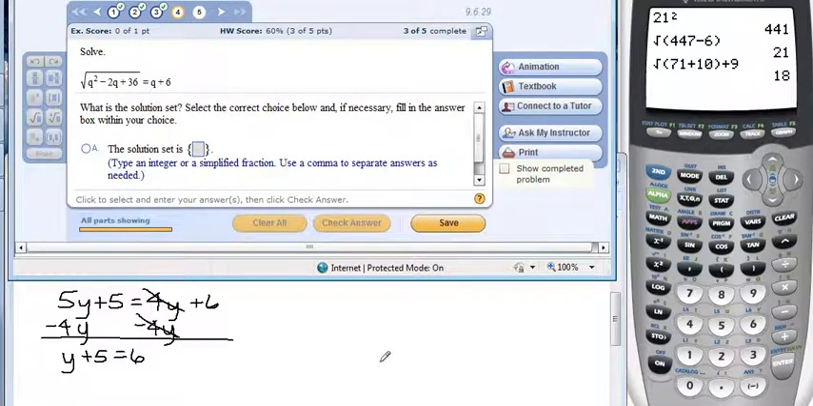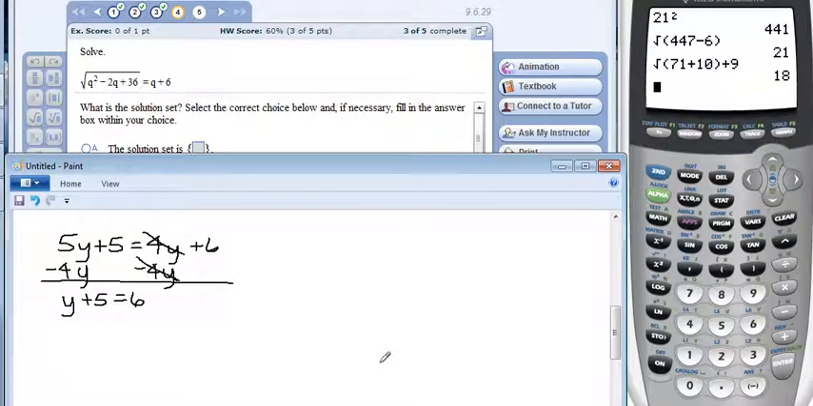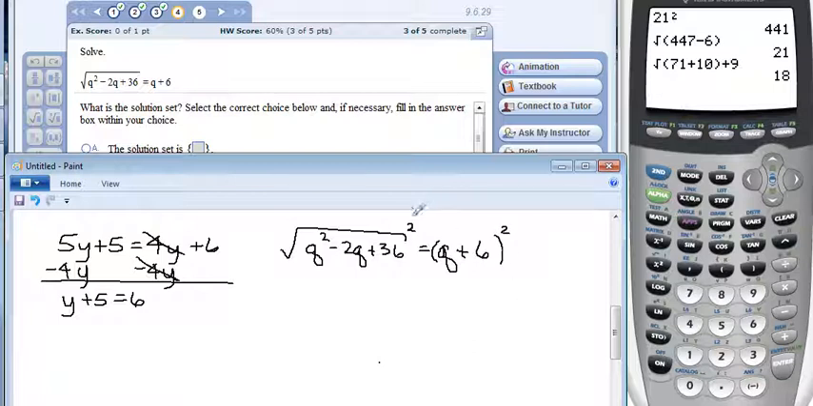All right, what is going on here? Well, let's see. We have the square root of q squared minus 2q plus 36 is equal to q plus 6. Again, I've got to get rid of this radical, so I'm going to square both sides. The square root of a square is going to wipe out this whole big thing, so all I have left on that side is q squared minus 2q plus 36. And that is equal to, okay, so this is a FOILing problem.